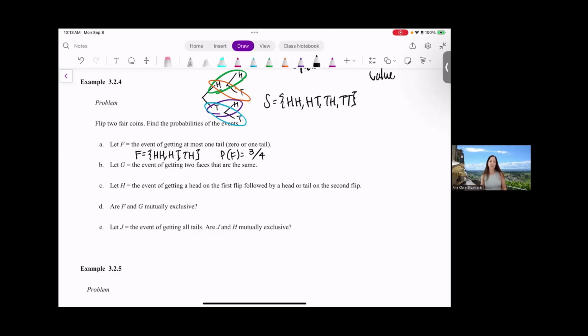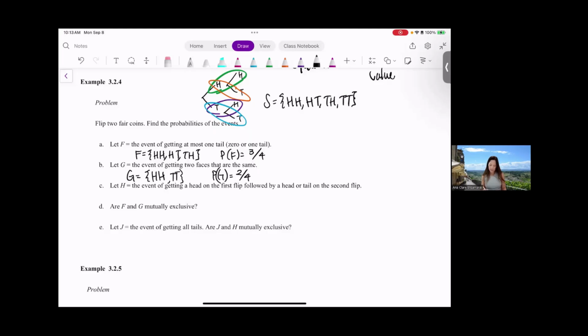Probability of G says the event of getting two faces that are the same. Now, faces is a little bit deceiving because you think about the fact that head is a face. That's the way that I think about it. But what they're saying is, what are two flips that are the same? So the outcomes of G would be heads and heads are the same, and then tails and tails were also the same. They have the same outcome twice. And the probability of that happening is 2 of those outcomes out of the 4 in the sample space.